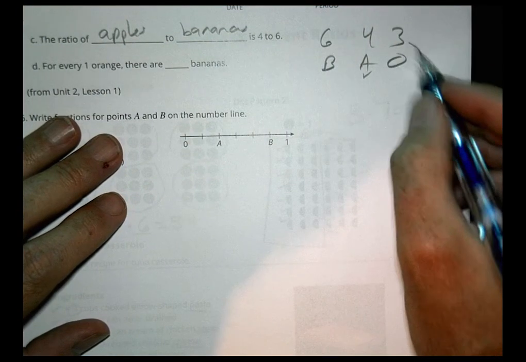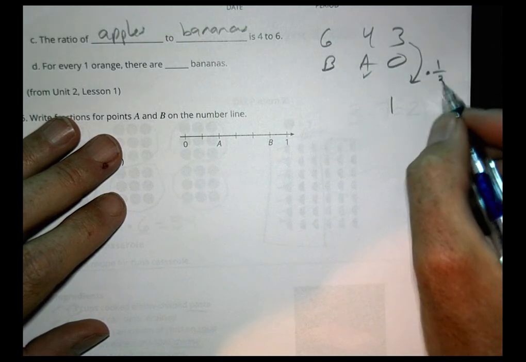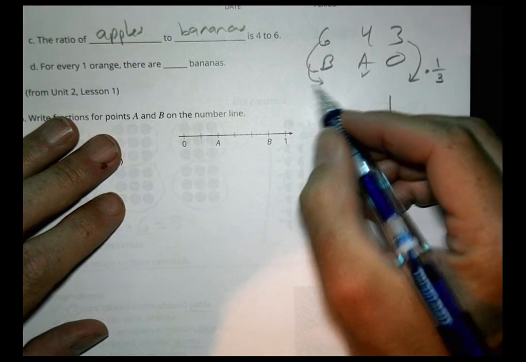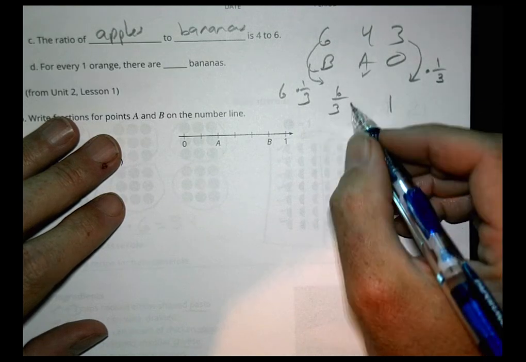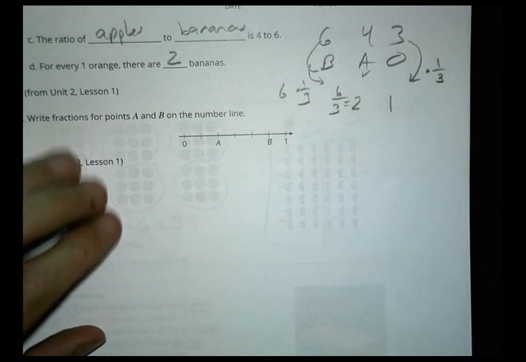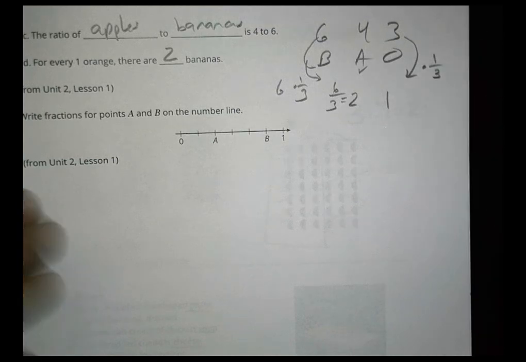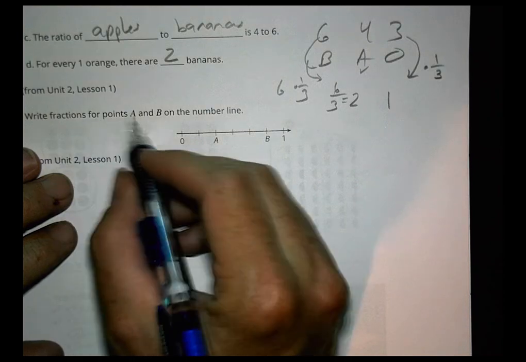Okay, well, to go from 3 to 1, I'm going to multiply by 1/3. So 6 times 1/3 is going to be equal to what? 6/3, which is equal to 2. So for every 1 orange, there are 2 bananas. It's a great little question there. Something you want to start thinking about, like, oh, I multiply by the same factor there. Works out great.